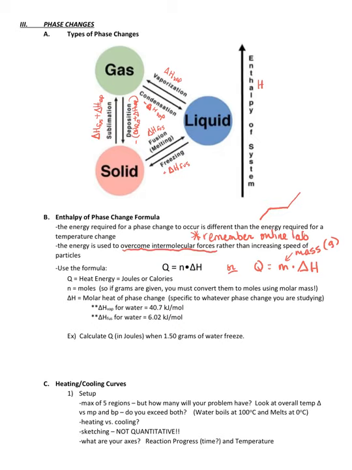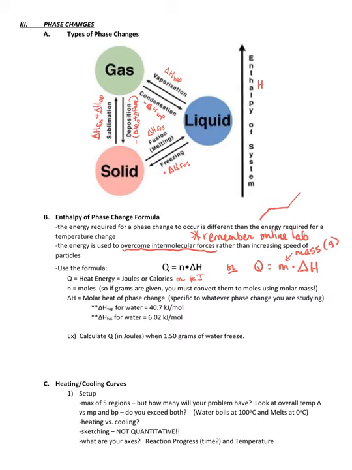All right, so Q is still heat energy in joules or calories, or I should say, kilojoules. n is moles. Delta H is the molar heat of a phase change specific to whatever phase change you're studying. So if it's vaporization, fusion, whatever you're looking for, you just need to figure out which one you're studying.